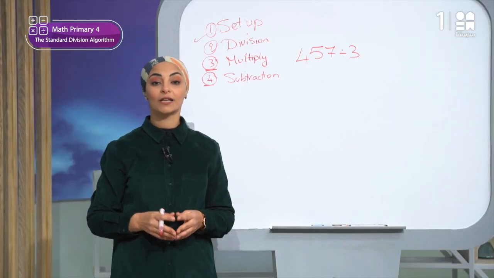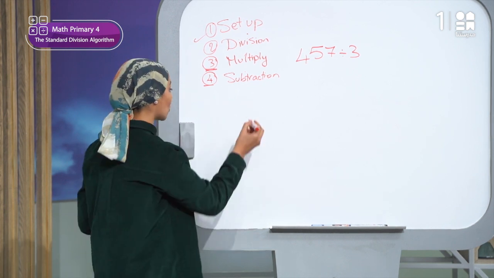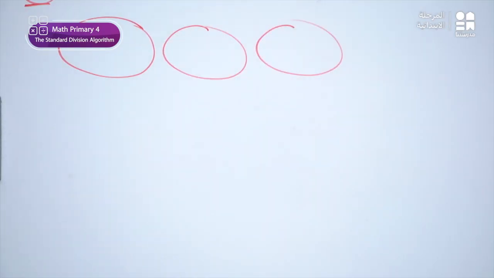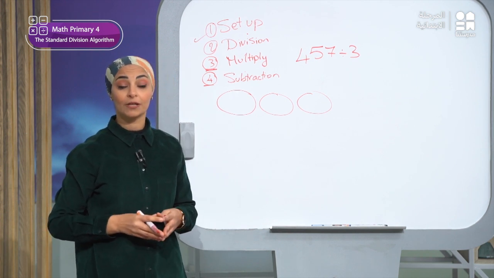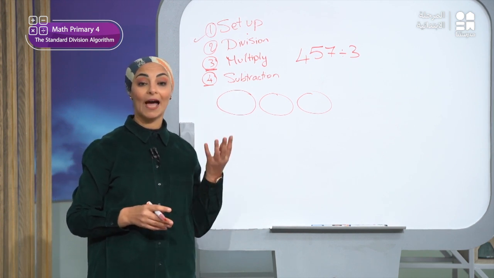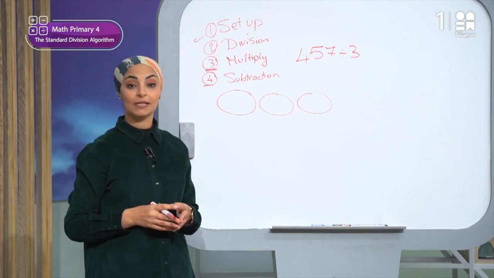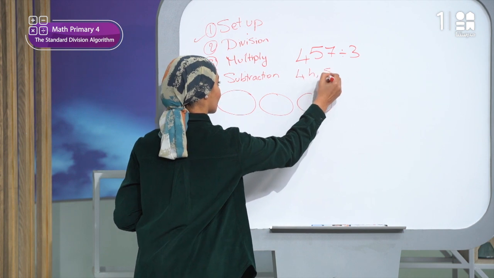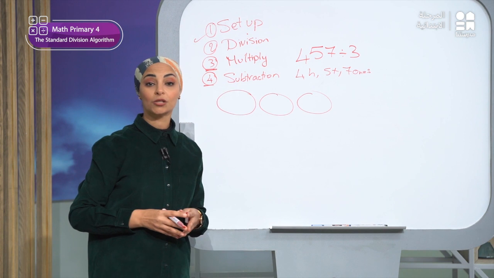Now, since we are dividing by 3, how many circles will I draw? Of course, I will draw 3 circles, right? Then what should I do? The dividend is 457. What does this mean? This means I have 4 squares for the 100s, 5 bars for the tens, and 7 for the ones. So I have 4 for the 100s, 5 for the tens, and 7 for the ones.